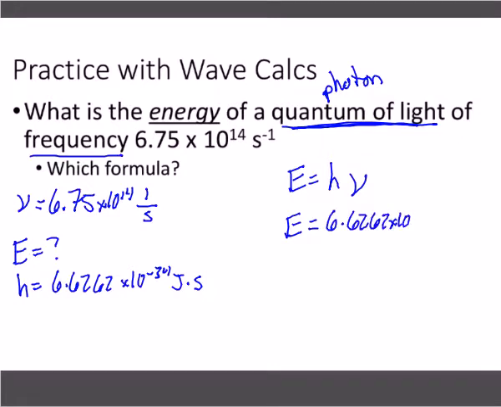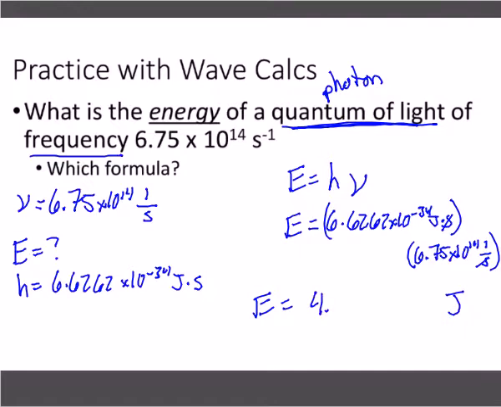6.626 times 10 to the minus 34 joules times seconds. Now, I ran out of space here, but this is multiplied by our frequency, 6.75 times 10 to the 14th, 1 over second. So seconds is going to cancel out, which means our unit for energy is going to be what? Joules, which is a good unit for energy. All right, that's what we want. So now we have to do the math. Exactly. So when we plug that in, we get 4.47 times 10 to the minus 19 joules.